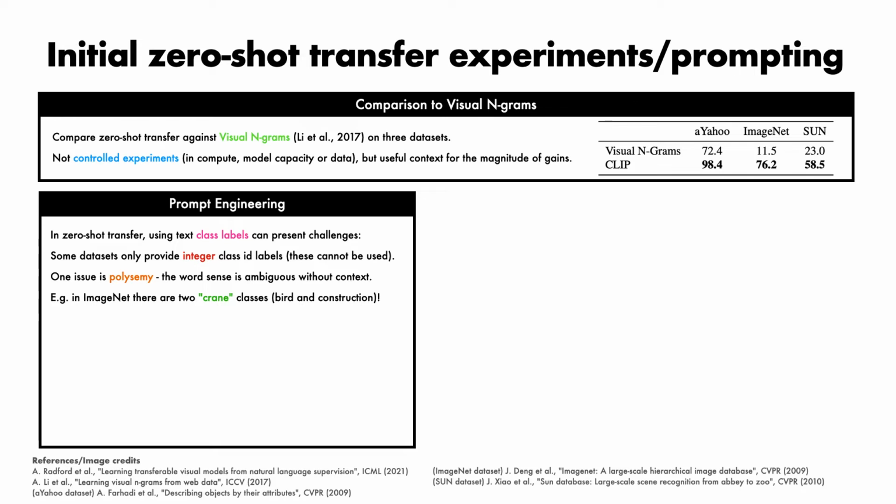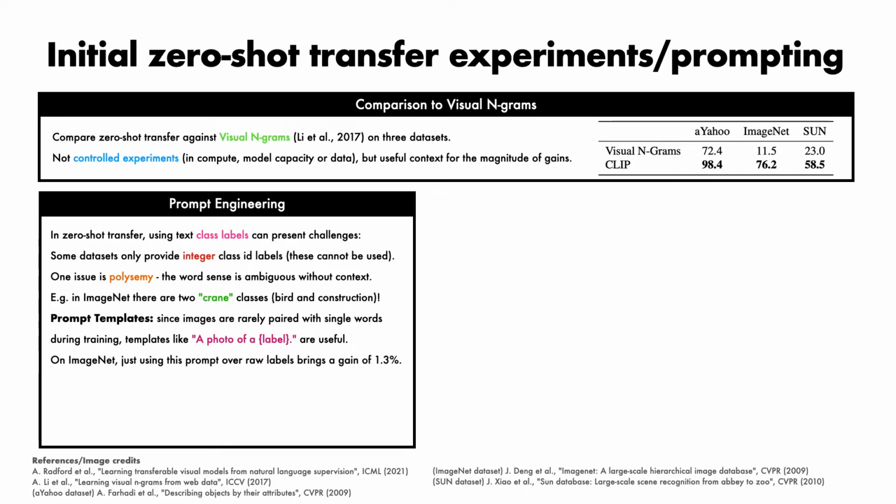An additional factor to consider is that images are rarely paired with single words during training, but instead tend to be part of a description. It was therefore found that using prompt templates by inserting the class name into a sentence like "a photo of a label", where label is replaced with the class name, can be useful. In fact, on ImageNet, just using this prompt alone brought a gain of 1.3% accuracy over using raw labels for the text embeddings. It was also found that customized prompt templates were useful for fine-grained classification.